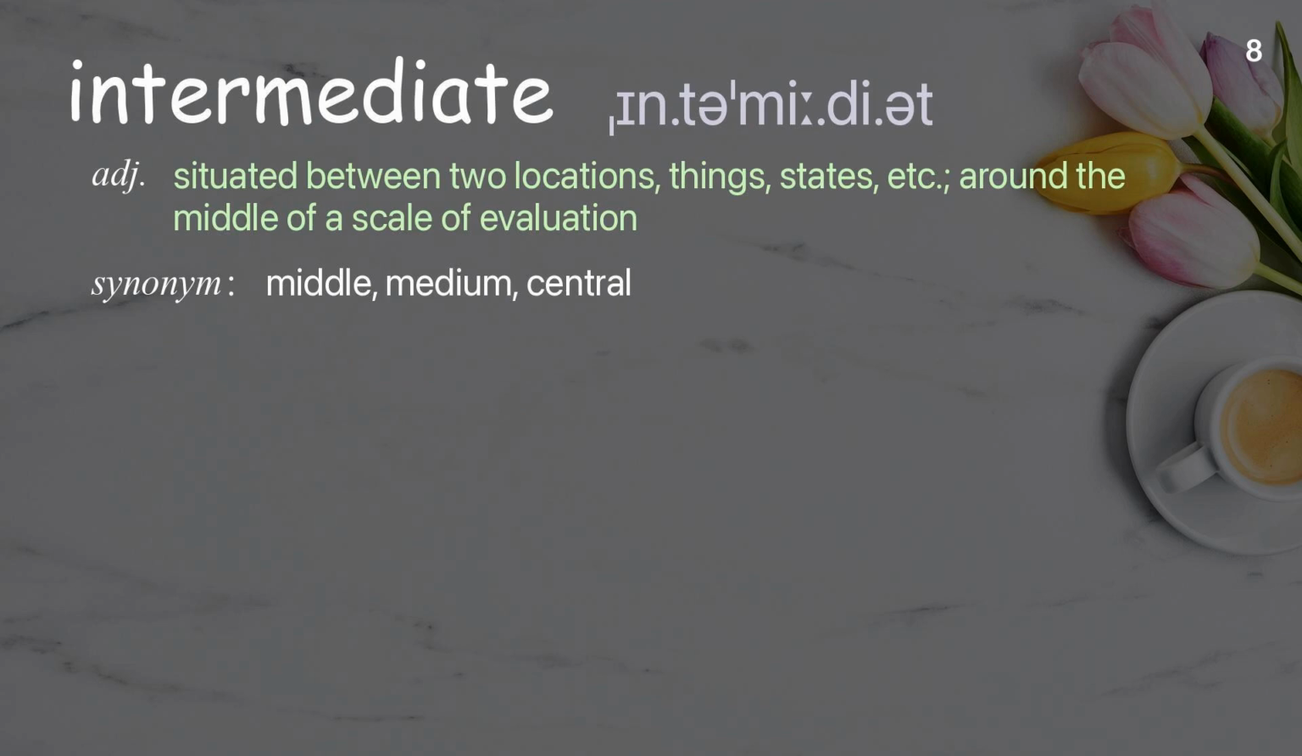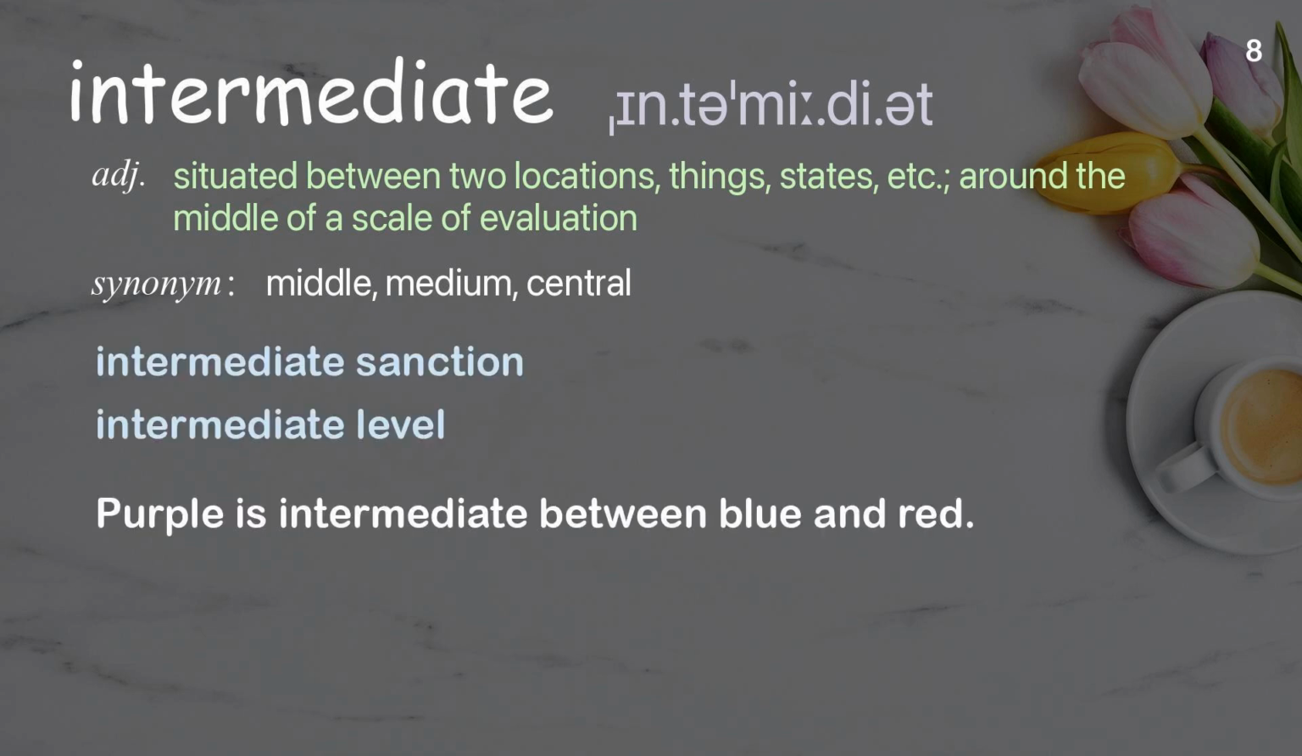Intermediate. Situated between two locations, things, states, etc., around the middle of a scale of evaluation. Examples: Intermediate sanction. Intermediate level. Purple is intermediate between blue and red.